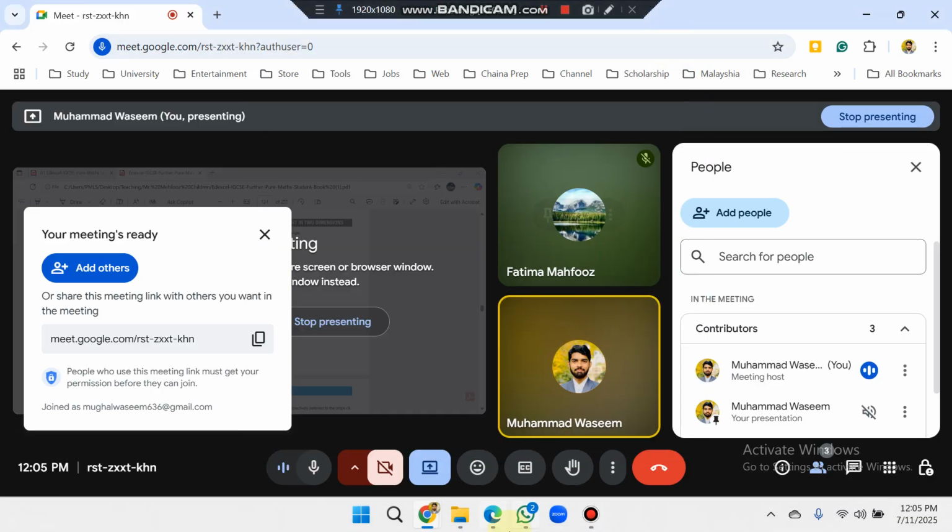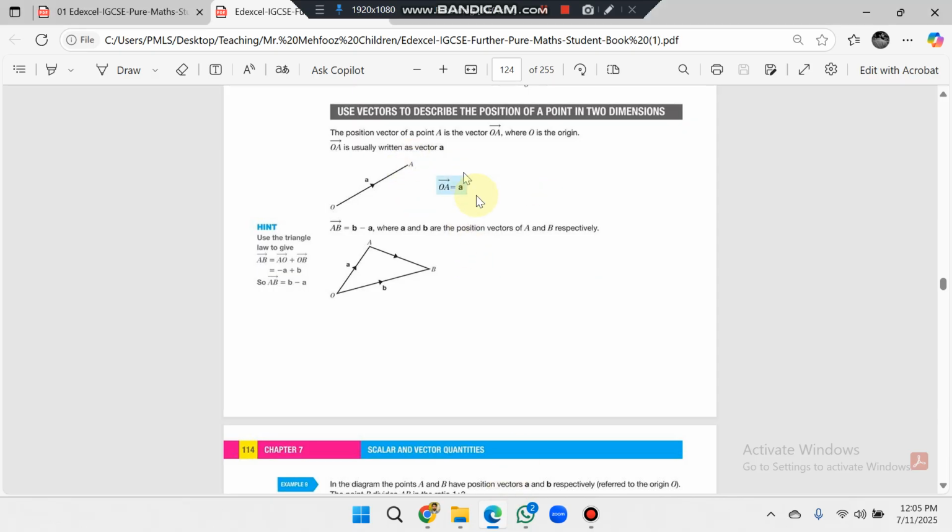Okay. So we have to start from the next topic, that is, use a vector to describe the position of a point in two dimensions. So the position vector of a point A is the vector OA. OA means that O is basically the origin point, right? Where O is the origin point, OA is usually written as vector small a, right?